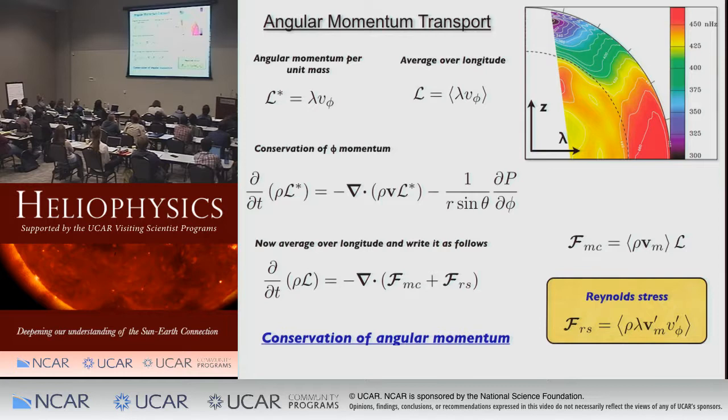This is the Reynolds stress. So this looks like rho times the moment arm times V_m prime V phi prime. V_m means flows in the meridional plane, so it has a radial component and a latitudinal component: there's a V_r prime and a V theta component here. But this is angular momentum transport by the convection. And this is angular momentum transport by the circulation.